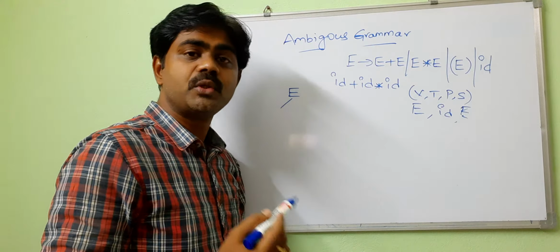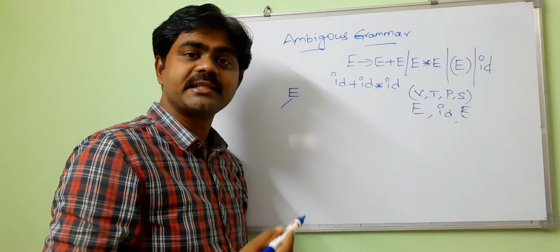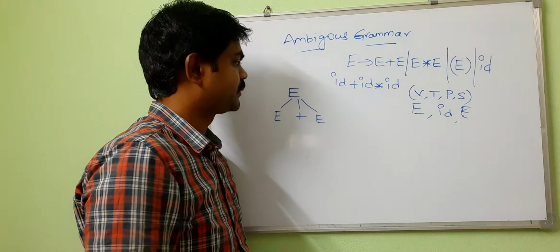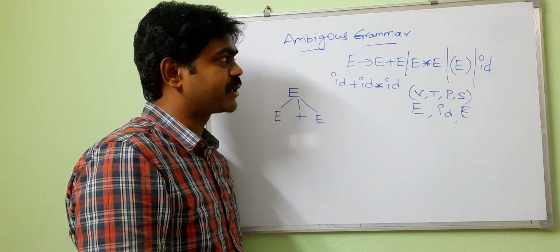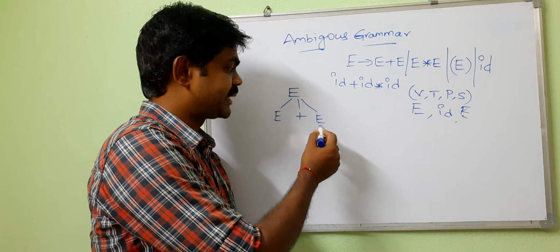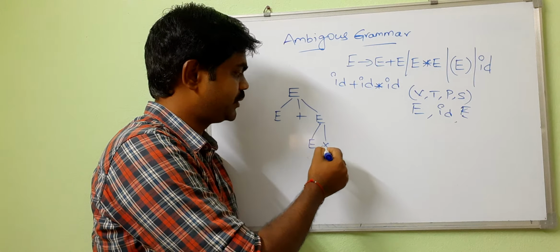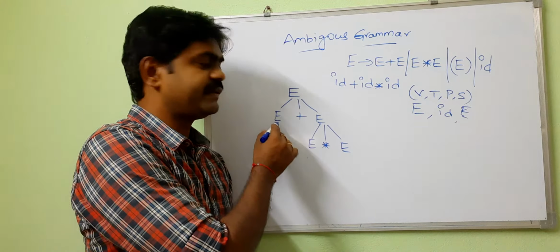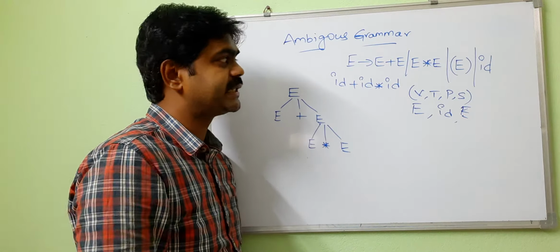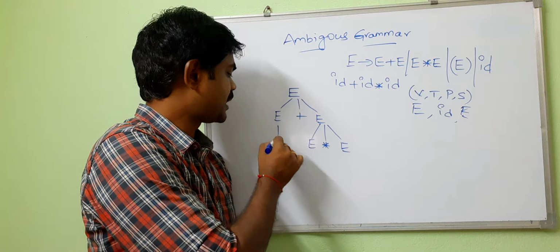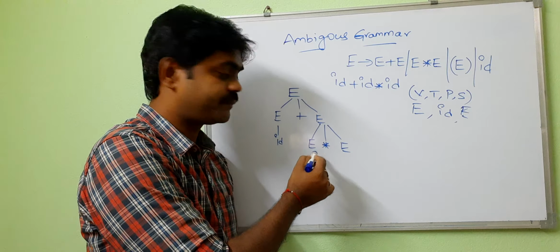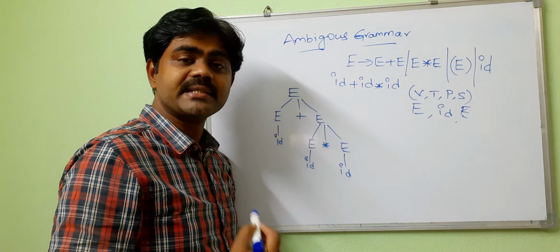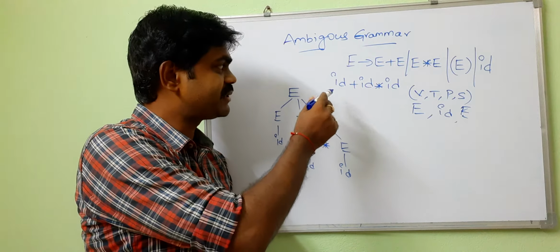So let's start with our starting symbol E. As we know, we have E tends to E plus E. Let us take the first one, E plus E. We have another production, E tends to E into E, so here I will substitute E into E. Now in the place of E I will substitute ID, because we have a production E tends to ID, right? Here also I will substitute ID, and here also ID. Did I generate my string or not? My string is ID plus ID into ID.